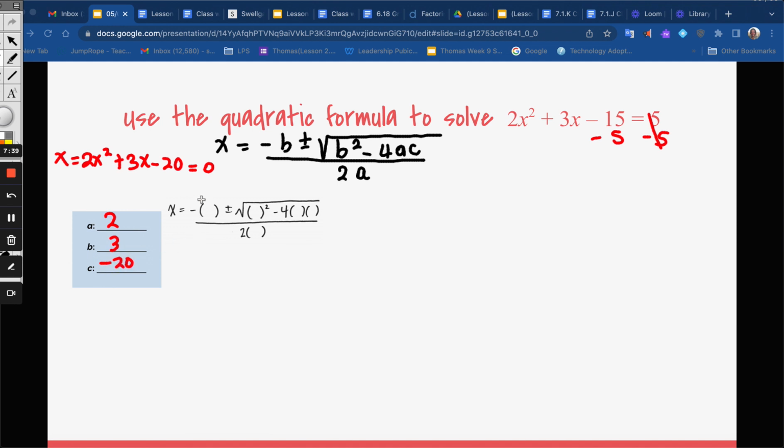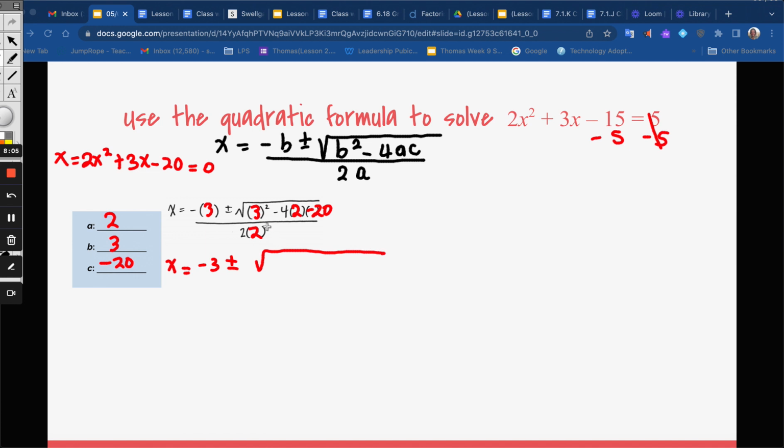After we've done that, we're going to plug those values into the formula. So this is going to be minus 3 plus or minus the square root of 3 squared minus 4 times 2 times a negative 20 all over 2 times 2. Once we're done with that, we want to simplify the information under the radical sign. So it's negative 3 plus or minus.